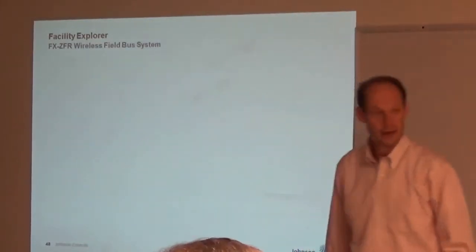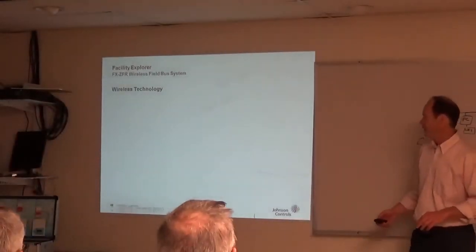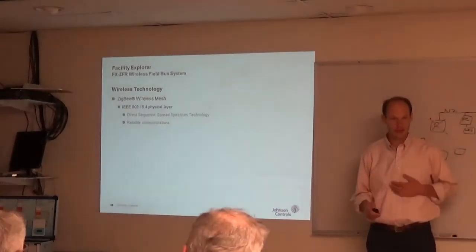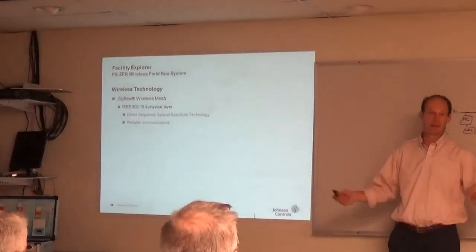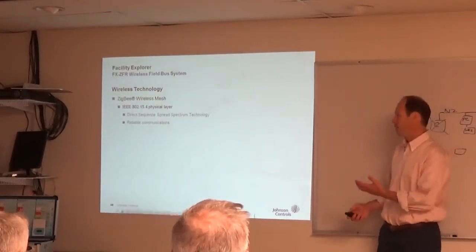So even though that sensor might not be talking to the same wireless flag, it'll still find its way back through the network. It hops up on the mesh, and I'll show you what that mesh is, right? So the technology that we have is called Zigbee. That's not something that Johnson Controls has created. It's something that a bunch of HVAC people came together and said, we have to find a way to do this wireless. So they came up with the Zigbee Alliance.